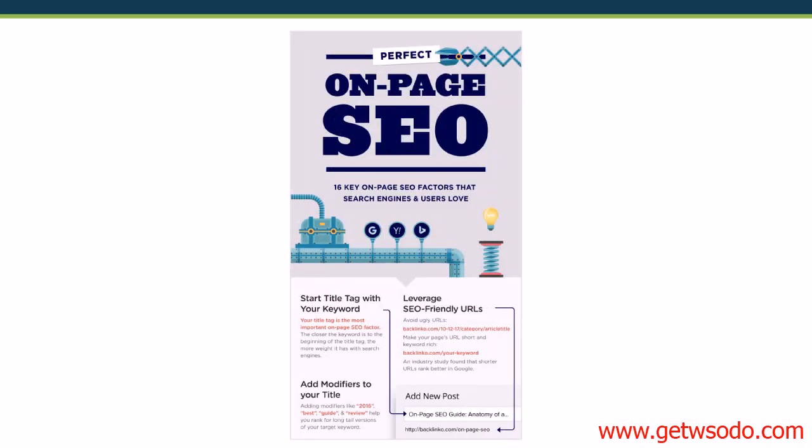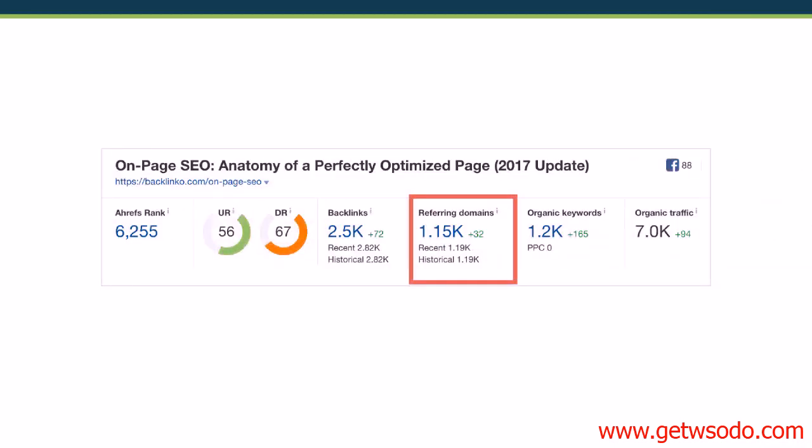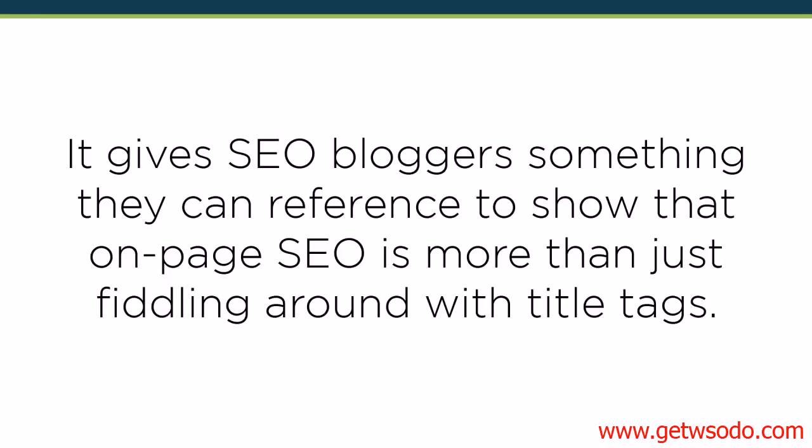For example, take a look at my on-page SEO infographic. It's not controversial, and it doesn't take a stand, but it still did great. In fact, the page that I published my infographic on now has links from over 1,000 different sites. So even though my infographic was highly practical, it was something that my link creators could reference whenever they talked about optimizing content. In fact, that's the secret behind why my on-page SEO infographic did so well. It gives SEO bloggers something they can reference to show that on-page SEO is more than just fiddling around with title tags. But I'm getting ahead of myself.